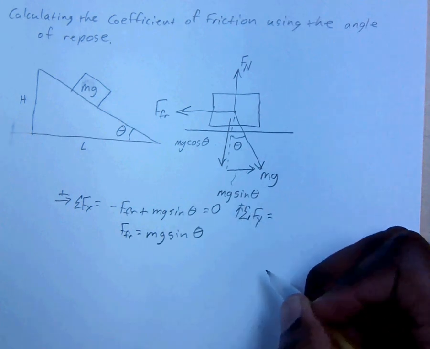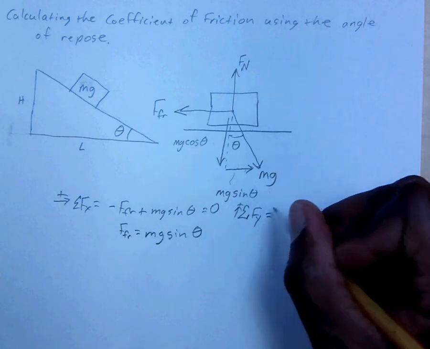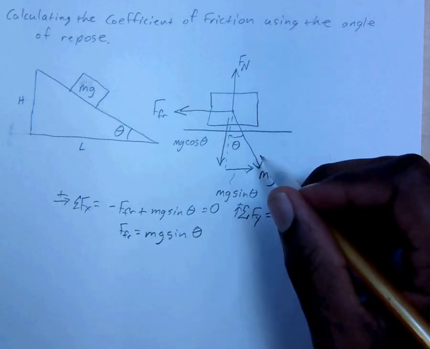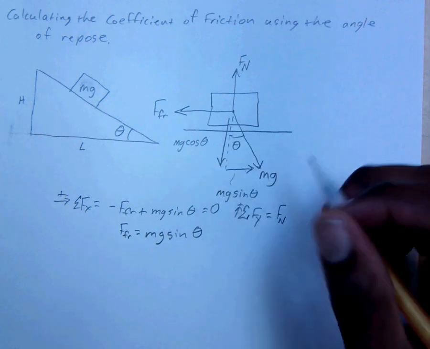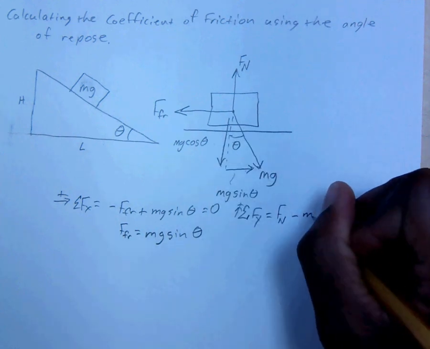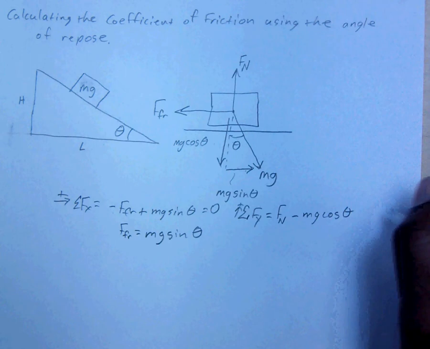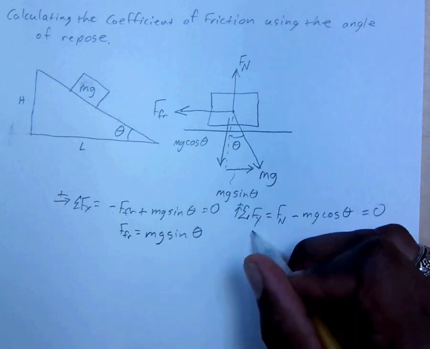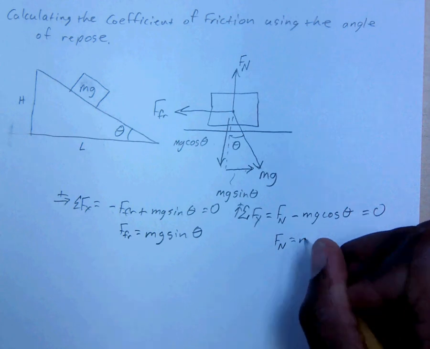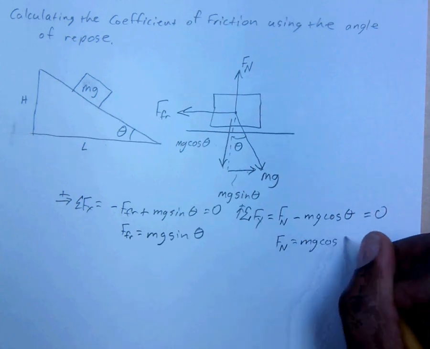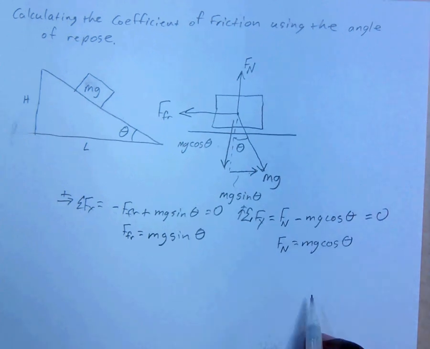What does that equal? What do we have in the y direction? Well, we have our normal force in the y direction, so that's Fn. We have this component of the weight in the y direction, but that's going down, so we're going to subtract that, mg cosine of theta. And that's supposed to equal 0. And so from this equation, we find out that our normal force just equals the weight, mg, times the cosine of that angle of repose.